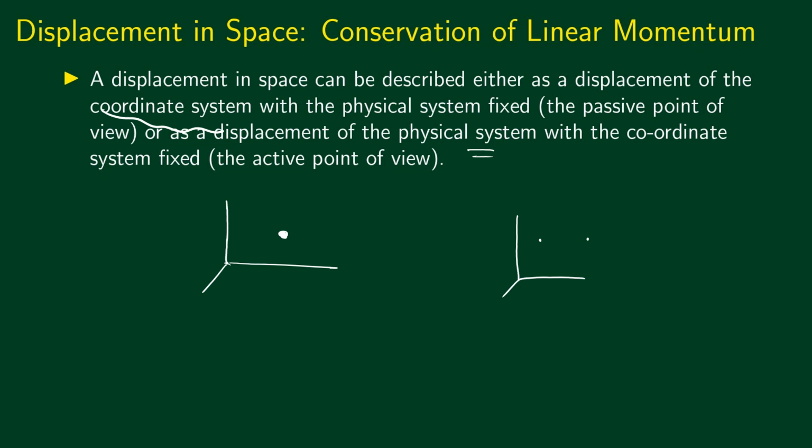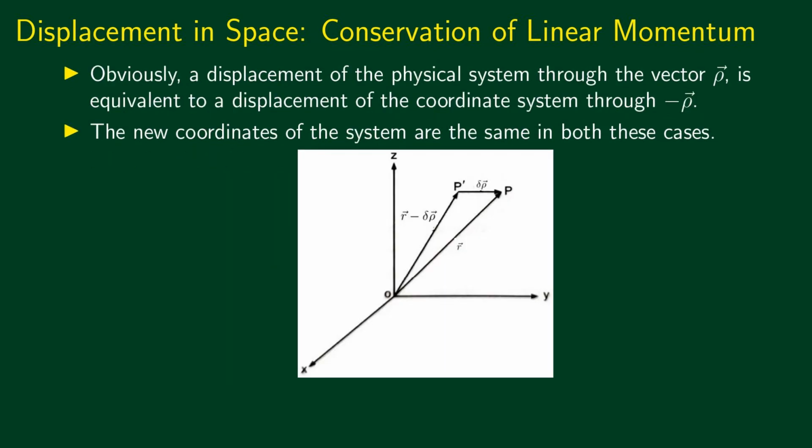In this case also, the coordinates of the physical system change, but this change is due to an actual displacement of the physical system. This point of view is called the active point of view. I hope it's clear to you that a displacement of the physical system through the vector rho is equivalent to a displacement of the coordinate system through minus rho. We say that these are equivalent because the new coordinates of the system are the same in both these cases.